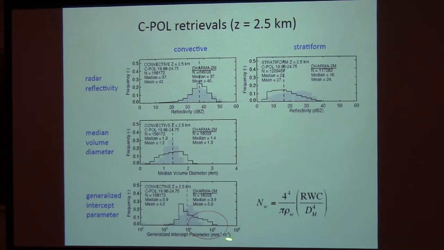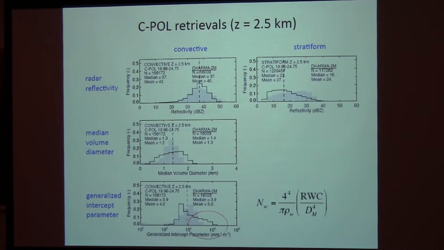And so then we have the generalized intercept parameter, which is a measure of number concentration that the radar community finds general, I guess. Essentially, this is the intercept parameter that an exponential size distribution would have if its rainwater and fourth moment on third moment diameter were the same as an exponential distribution. What I like about these retrievals is that this makes no assumption about the size distribution of the raindrops.